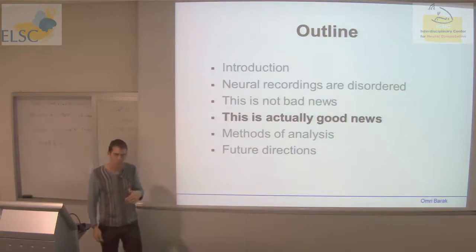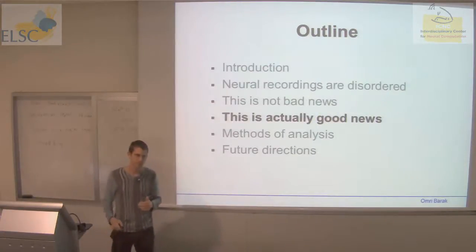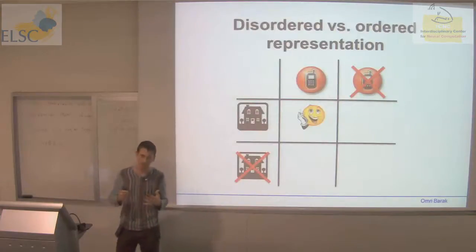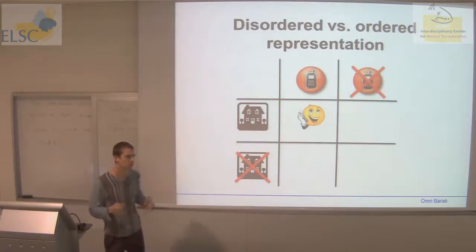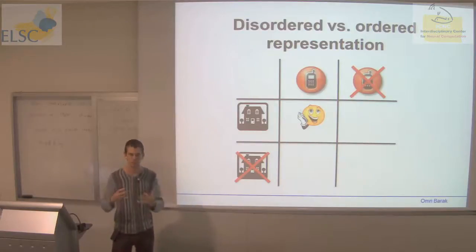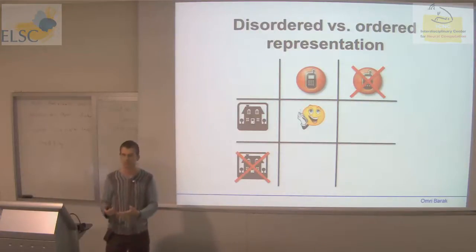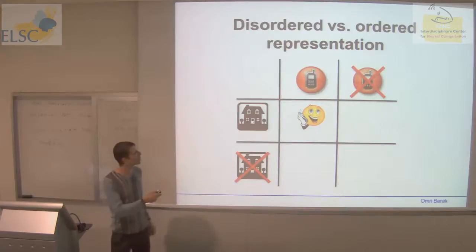Now I want to go one step further and say that this disorder is actually good news. To do that, I will look at a slightly different definition of disorder. What happens when you combine different information sources? For instance, you want to pick up the phone when it rings at your home, but not when it rings at a friend's home. So one information source is whether the phone rings or not, and the other is whether you are home or not.